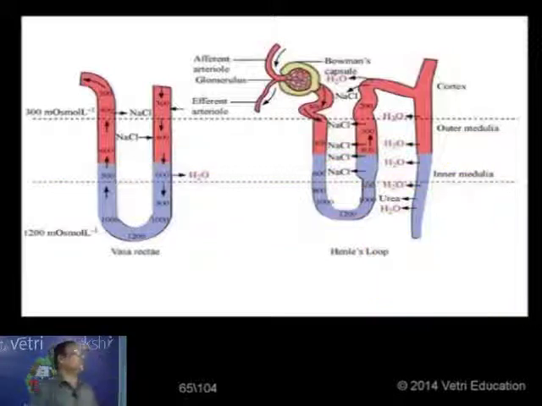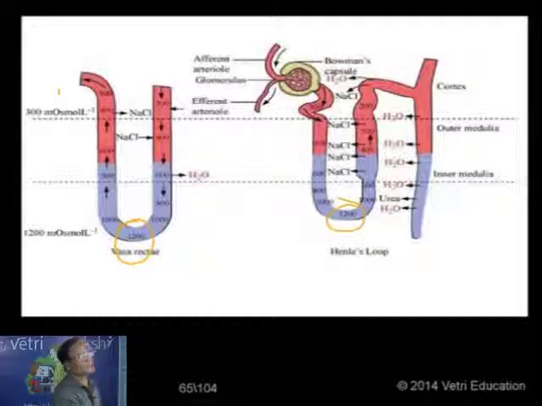The same picture that I represented. This is the cortex, the outer medulla, and the inner medulla. See the maximum osmolarity here, and here also we have the maximum osmolarity, both at the bottom of the Henle's loop as well as at the bottom of vasa recta, we have the same osmolarity. And this is because of the concentration gradient in the medullary interstitium, maintained because of the movement of sodium chloride.